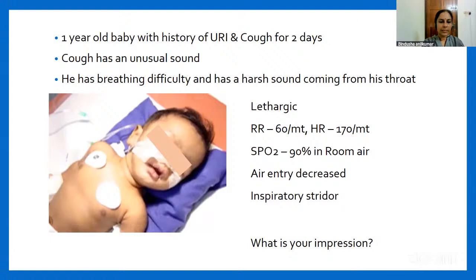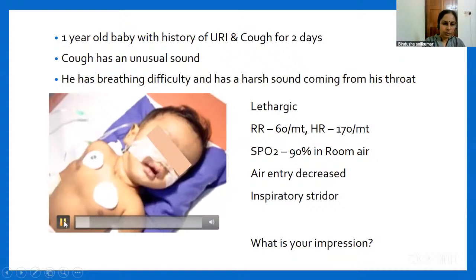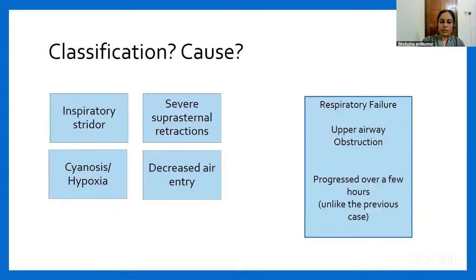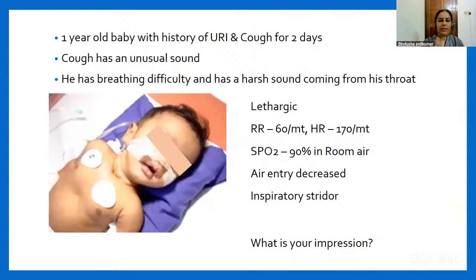I will try to play the video once more. We can look at the chest. You can see, look at this suprasternal area and the sternum, and you can see the retractions there also. Okay, so what is this baby having? Here also you can see whether the baby is having respiratory distress or failure. Here also the baby is having respiratory failure. Why? Because the saturations are less.